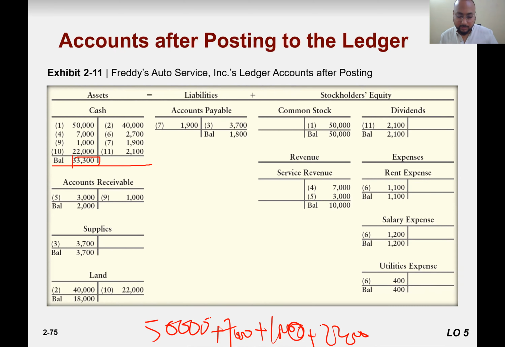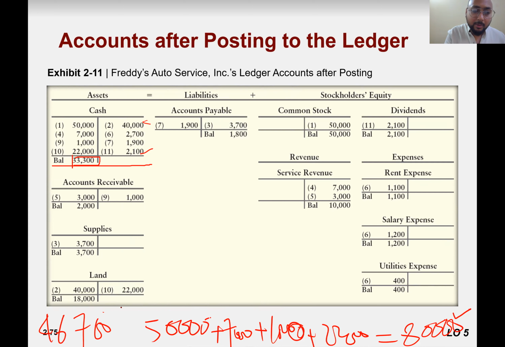Answer would be, you open your calculator, you write it down here: plus 7,000 plus 1,000 plus 22,000 is equal to 80,000. And if we add the credit side, 40,000 plus 2,700 plus 1,900 plus 2,100, the credit side total is 46,700. So which side is greater?